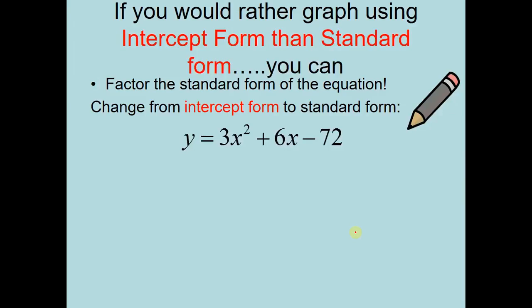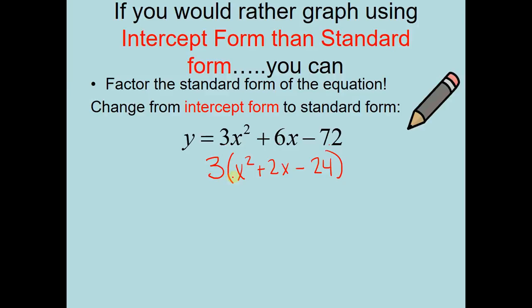Now, let's say you're saying, hey Marsh, I like intercept form. It's a lot easier. You can graph in intercept form from standard. All you have to do is factor the equation. So, let's say, guys, I am going to factor this. Well, I noticed something. These numbers all have a 3 in them. So I'm going to factor that out first. So I will have 3 times the quantity x squared plus 2x minus 24. Now let's factor the inside.